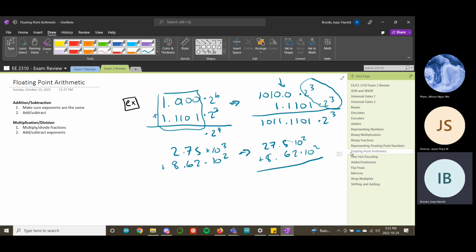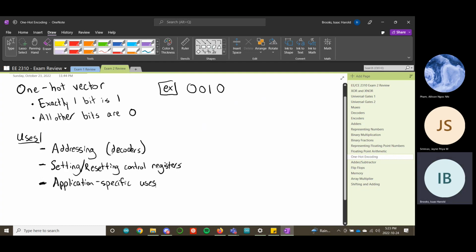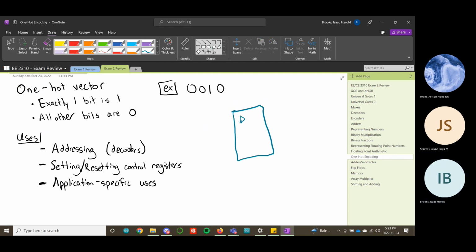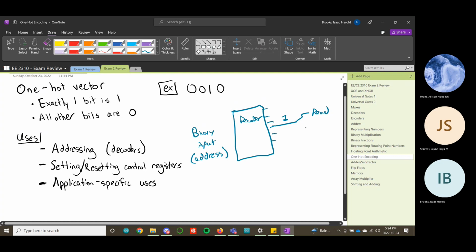Just a couple more things to talk about. One hot encoding, we already mentioned this, but make sure you know what this is. It means that exactly one bit is 1 and all the other ones are 0. This is useful in memory for addressing. So maybe say you have a decoder, which takes in binary input, which could be like an address in memory. And the output will be a one hot vector that points to that block of memory. So we might have a 1 on this, and that could be like the read signal on a flip-flop. Okay? So that's a one hot vector, and remember, decoders output a one hot vector.